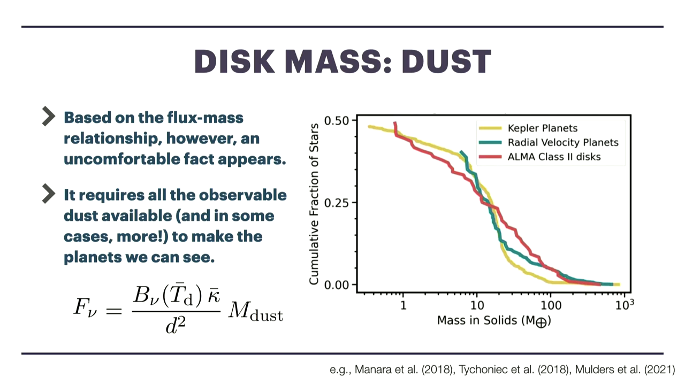We know that nothing, absolutely nothing in nature is 100% efficient. At least we think so. So this implies something that would be rather uncomfortable to all of us. The underlying equation used to derive this mass distribution is down here.